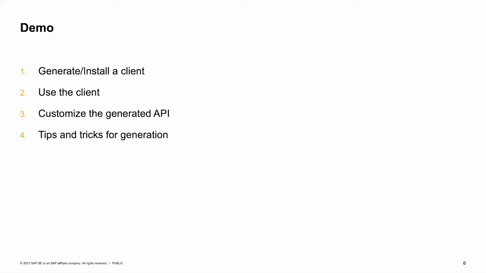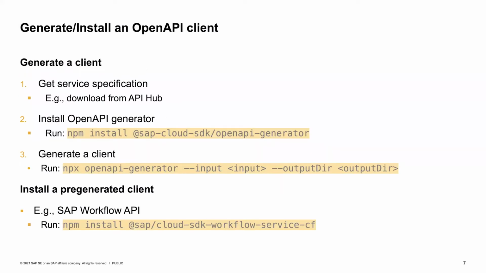Okay, so first of all, let's start with the generation. I wrote down the steps, and for the demo, I already did that beforehand. But I will maybe run the last step to show you how it works. To generate a client, you first of all need a specification, which you would usually download from the SAP API Hub, or any other API Hub. If you have your own specification available somewhere, you have to have it locally as a file.